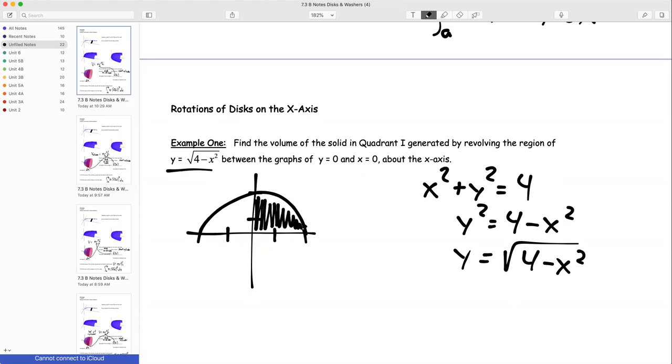So we're talking about the shaded region here in the first quadrant under the curve of the semicircle.